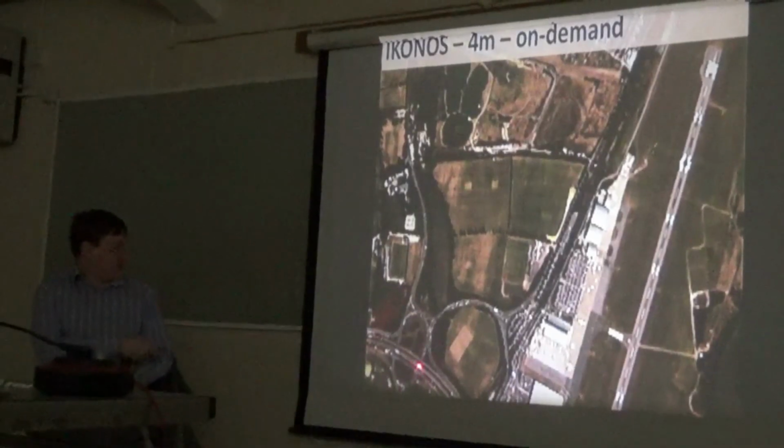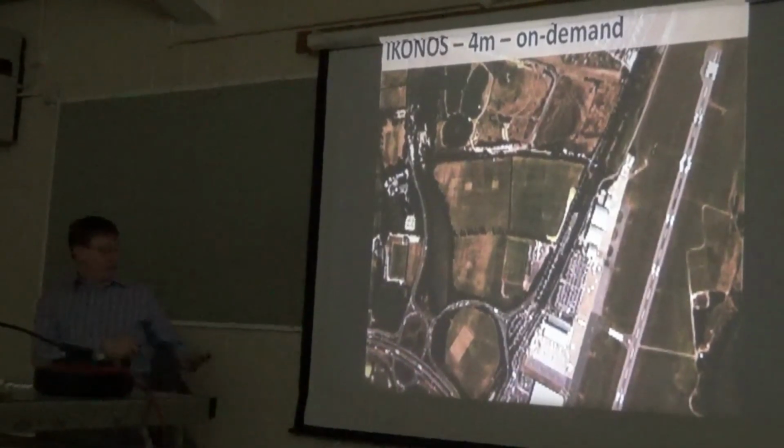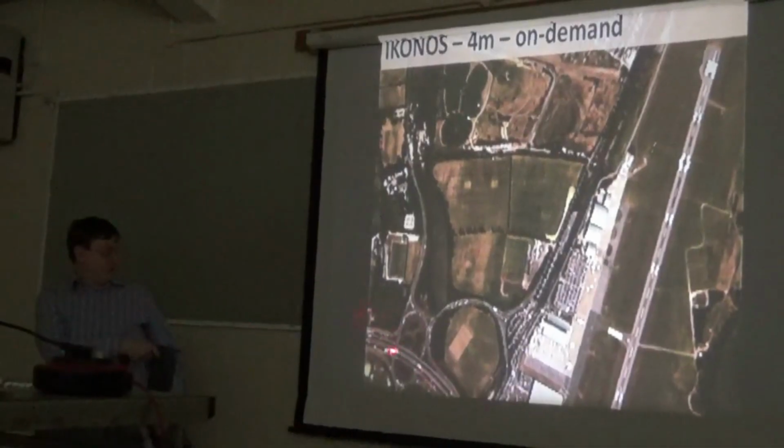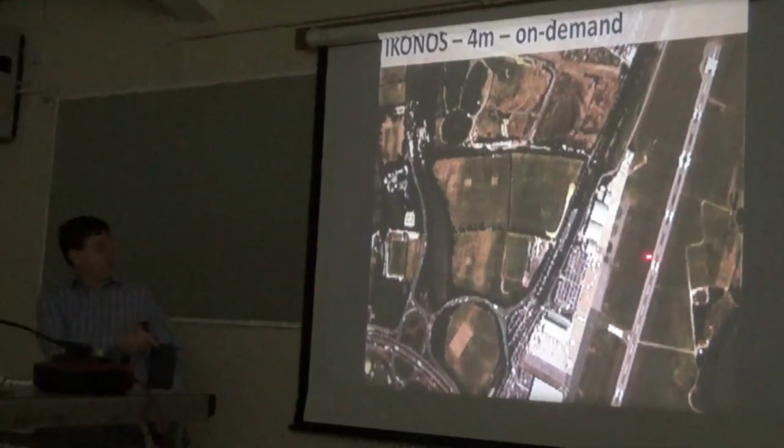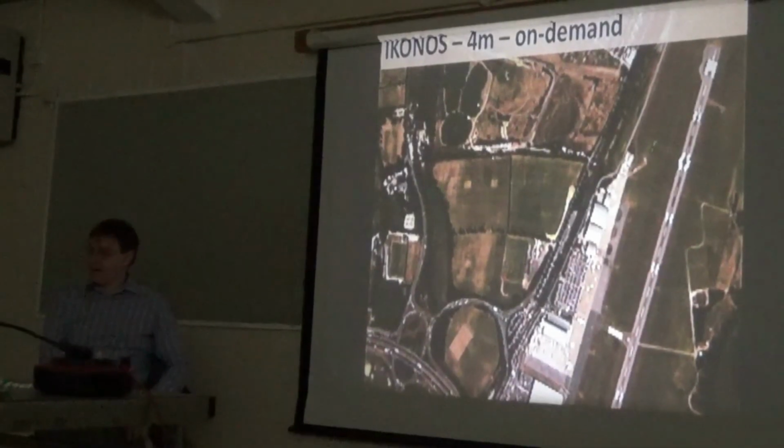But if you zoom in on this 4 metre image, you can start to see quite a lot of detail. If I move out of the way slightly, you can see cars and lorries on the M27 down here. You can see cars in the car park, markings on the runway. You really can see quite a lot of detail.